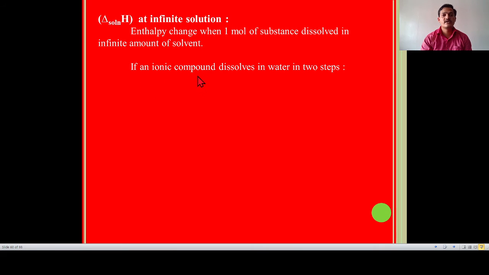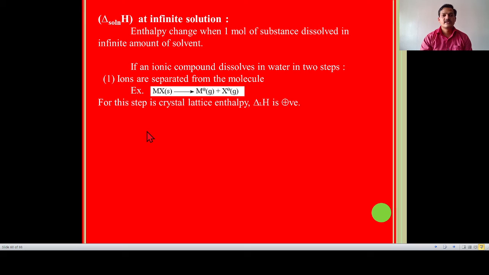If an ionic compound dissolves in water in two steps, number first, ions are separated from the molecule. For example, MX as a salt like NaCl, Na and Cl. MX is a general representation of any salt. MX exists in solid phase. It is converted into its cation M plus in gaseous form plus X minus, that is anion, also in gaseous form. For this step is crystal lattice enthalpy. Delta LH is positive.